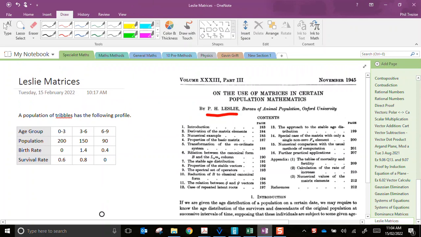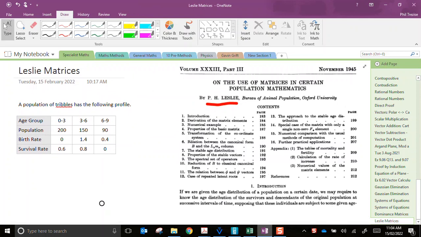Leslie matrices are used in the study of population dynamics, and the reason they're called Leslie matrices is because in 1945 a mathematician by the name of P.H. Leslie wrote this paper on the use of matrices in certain population mathematics. So this is a good and interesting application of matrices.